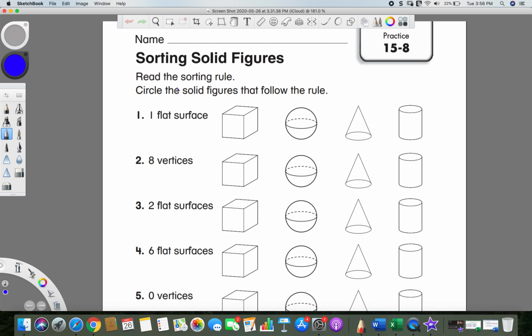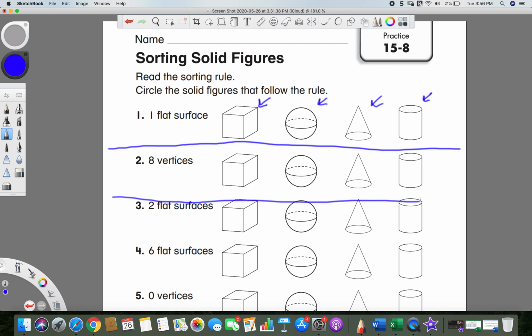It says, read the sorting rule, which is that little description that it gives at the beginning. It says, circle the solid figures that follow that rule. All right? So number 1 says, one flat surface. And remember, you only have 4 shapes to pick from, and they give them to you all in a row. You have a cube, a sphere, a cone, and a cylinder. So just so you guys don't get mixed up, if you need to, draw a line under all those shapes, and that way you don't get the questions all mixed up, okay?